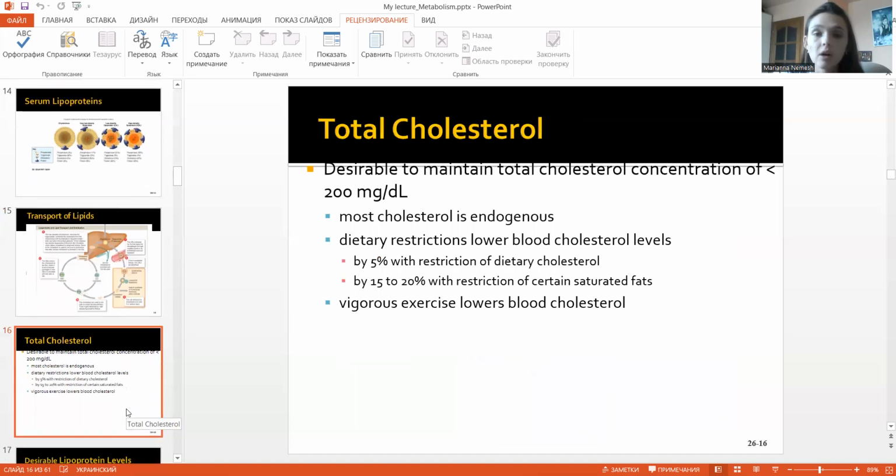Cholesterol: total cholesterol in the blood should be less than 200 milligrams per deciliter. Most cholesterol is endogenous. Dietary restriction lowers blood cholesterol level by 5% with restriction of dietary cholesterol, and by 15 to 20% with restriction of certain saturated fats, which are mainly present in meat. Vigorous exercise is also responsible for lowering blood cholesterol.